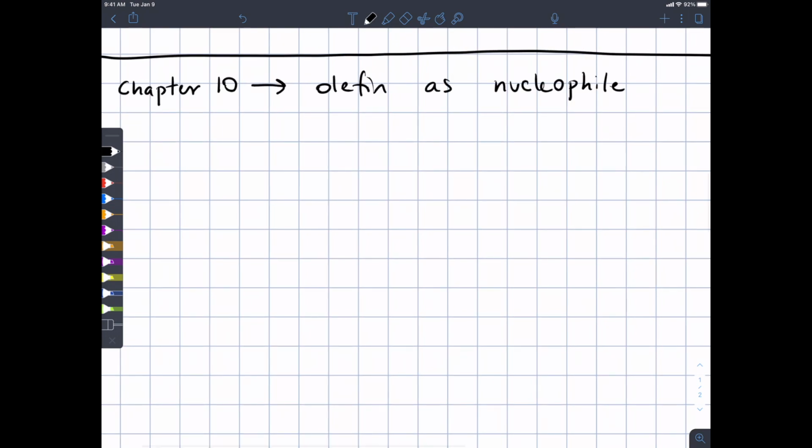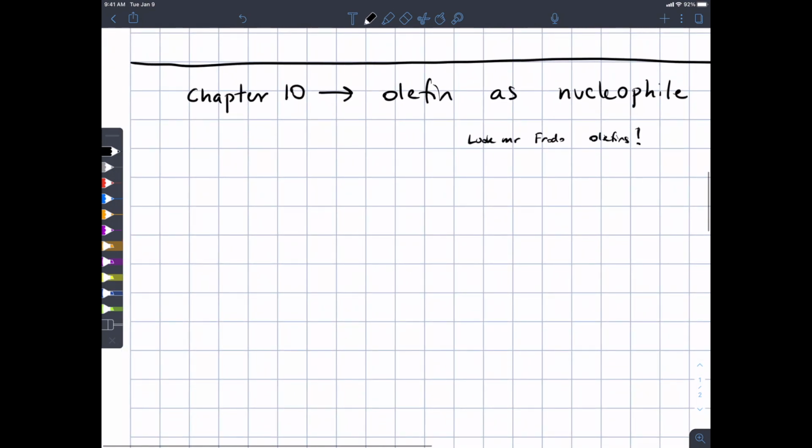Sorry, I just had a Lord of the Rings moment. I'm imagining Samwise Gamgee saying, "Look, Mr. Frodo, olefins." And then there's also the lame orgo joke, help, help, I'm dying. Womp, womp, wah, wah, wah.